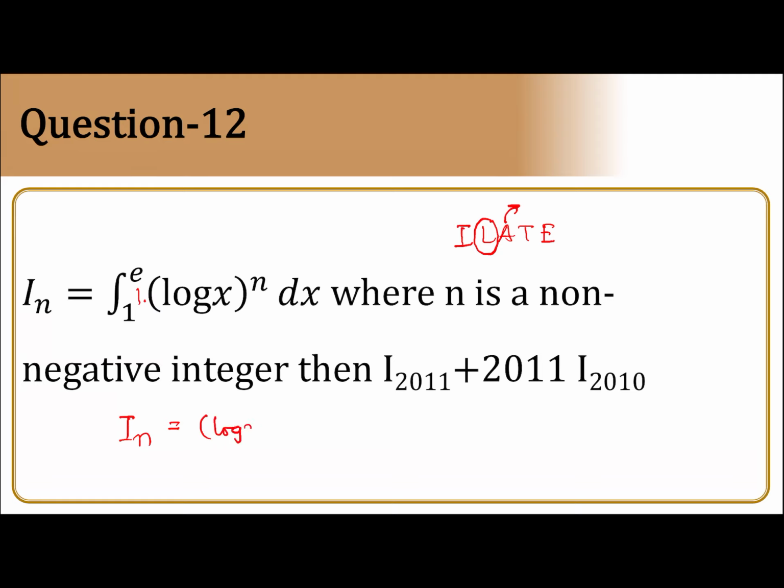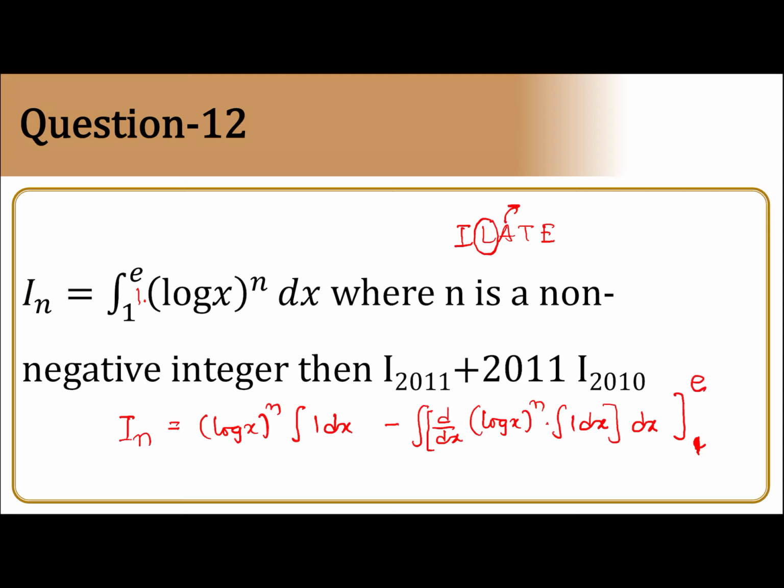So we get (log x) to the power n times integral 1 dx, minus integral of d by dx of (log x) to the power n into integral of 1 dx, close the bracket, dx. Of course, limits are from 1 to e. Limits are from 1 to e. Please write down the step, then we'll move further.